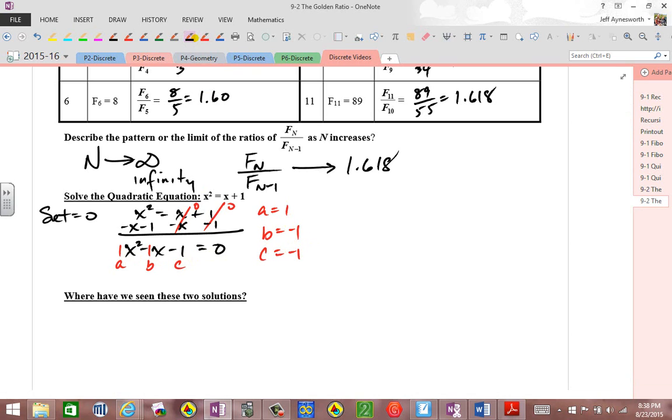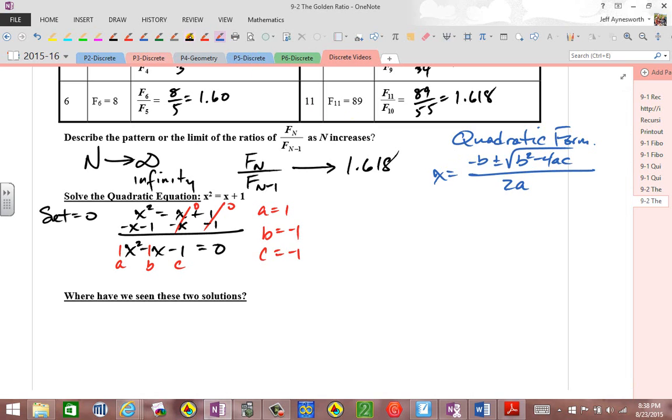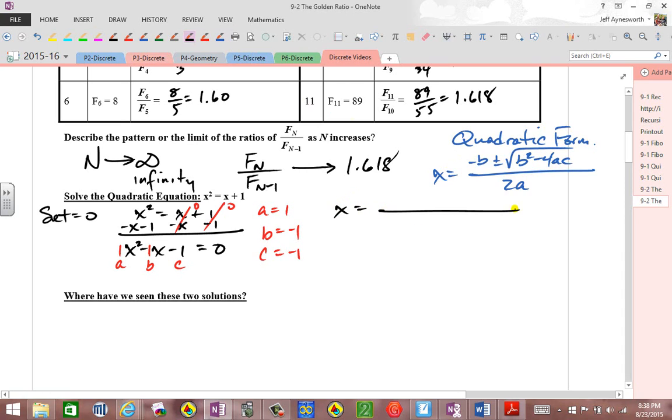I'm going to substitute this in the quadratic formula. I'm going to put the quadratic formula up here where I have some room. So x is equal to negative b plus or minus the square root of b squared minus 4ac, all divided by 2a. You guys already know that. So what do we get as a solution here? We get the opposite of negative 1, plus or minus the square root of negative 1 squared minus 4 times a, which is 1, times c, negative 1, all divided by 2 times a, which is 1.